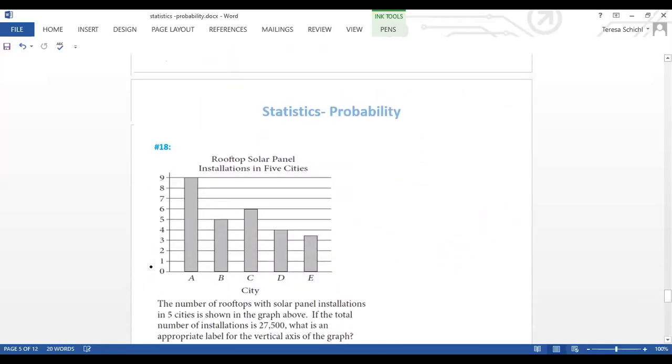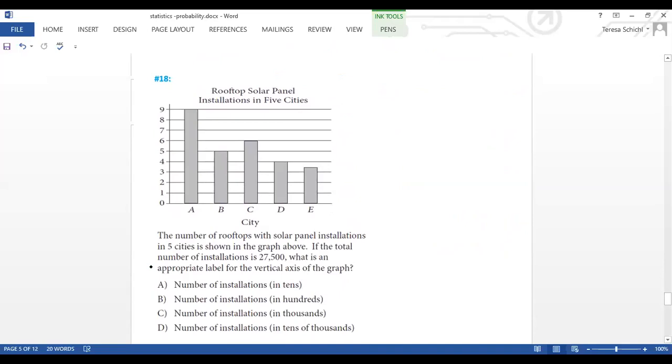So number 18 is here. Number 18 is not totally related to the probability part, but it's related to the statistics part. The number of rooftops with solar panel installations in 5 cities, A, B, C, D, E in the graph. If the total number of installations is 27,500, what is the appropriate label for the vertical axis here? When you do a graph in statistics, you need to tell people what is here, right? So this is the number of installations.